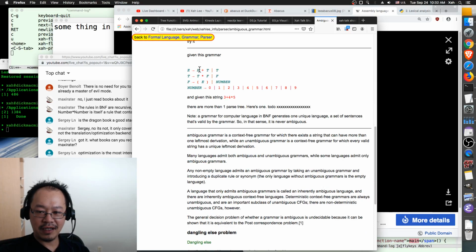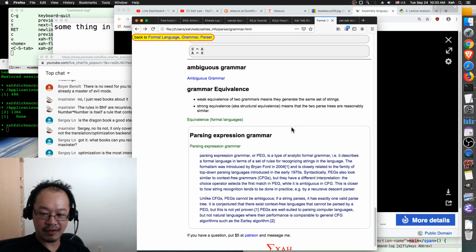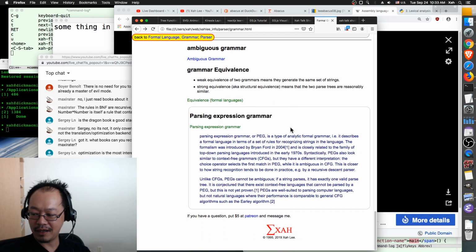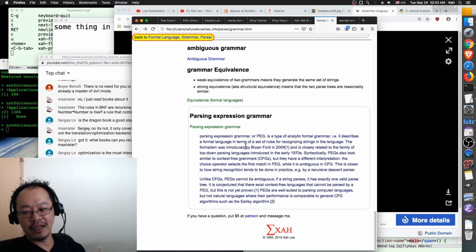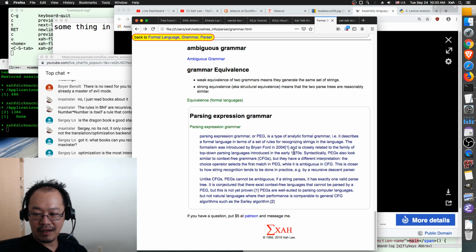And here is another example of a grammar. So the grammar and parsing is very interesting. Then you have parsing expression grammar. Now the parsing expression grammar is pretty new. It was only invented in the past, early 70s. I think, I was thinking it's 90s.